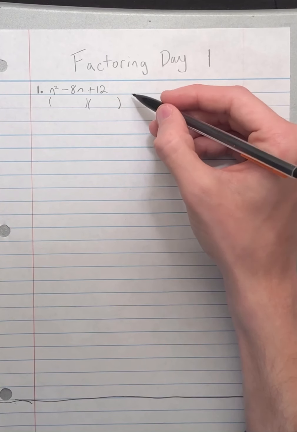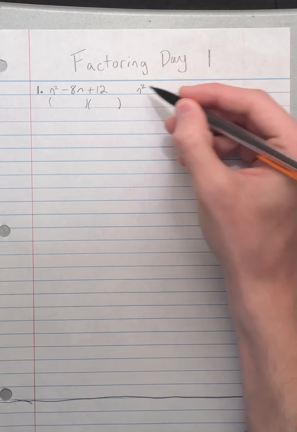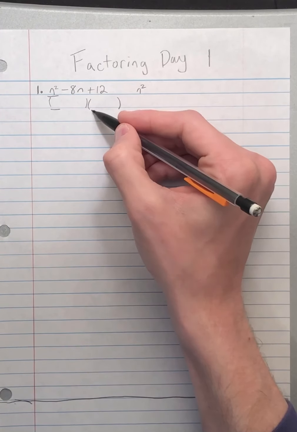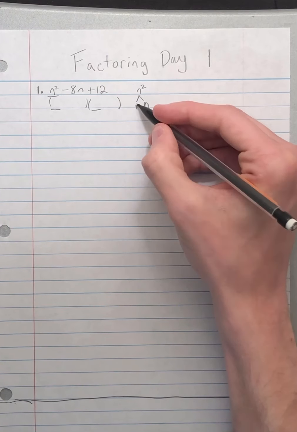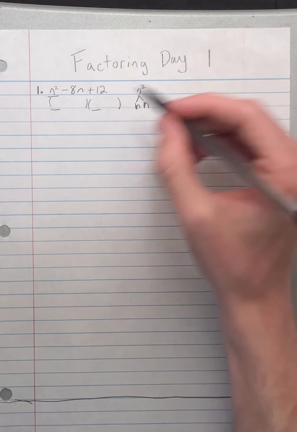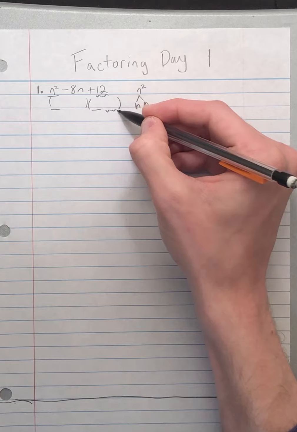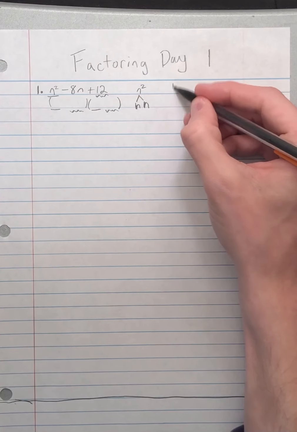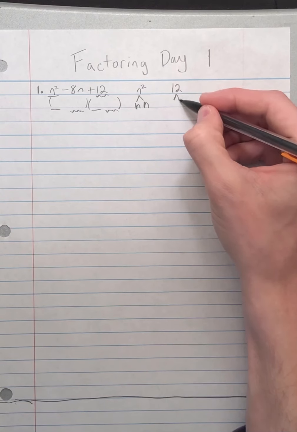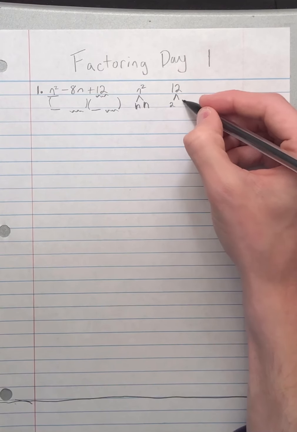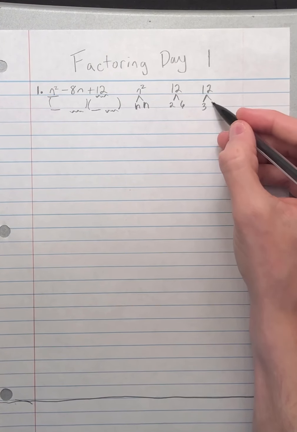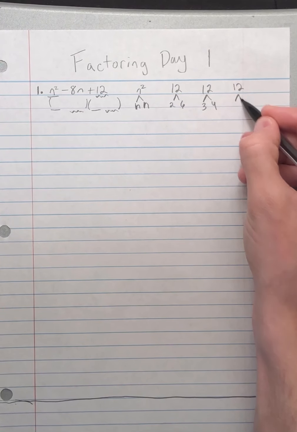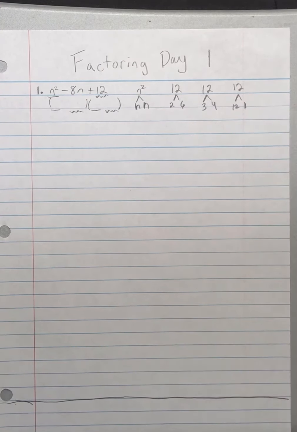And I'm thinking through what are some factors of n squared, because those will go in the first two slots. So n squared, well, that's just going to be n and n. And for the second slots in my parentheses, I'm thinking through factors of 12. So I maybe have 2 and 6. I maybe have 3 and 4. I maybe have 12 and 1.